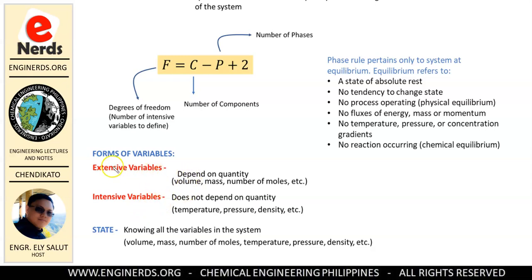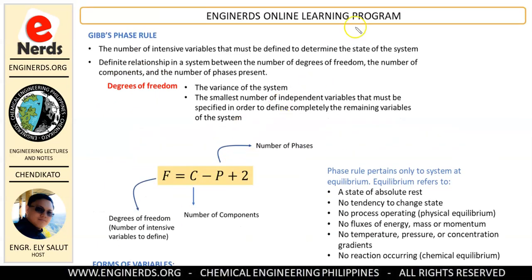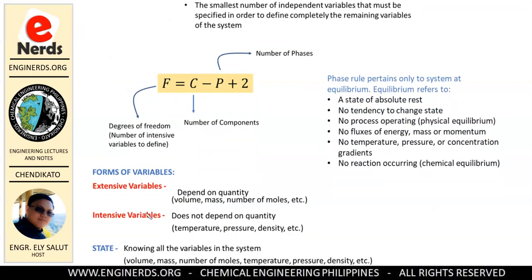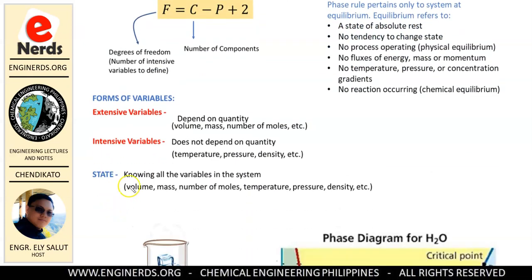So, ang sabi natin, the degrees of freedom is the number of intensive variables to define in order to determine the state of the system. So, yung degrees of freedom ang magsasabi sa atin kung ilang number of intensive variable ang kailangan natin para ma-determine natin yung state ng system. So, ano ba yung tinatawag nating state? The state is knowing all the variables in the system. So, alam mo na lahat ng variable natin sa ating system. So, that will help us to define kung ano yung state ng ating system. So, it includes lahat ng ating variables like volume, mass, number of moles, temperature, pressure, density, and others, no?